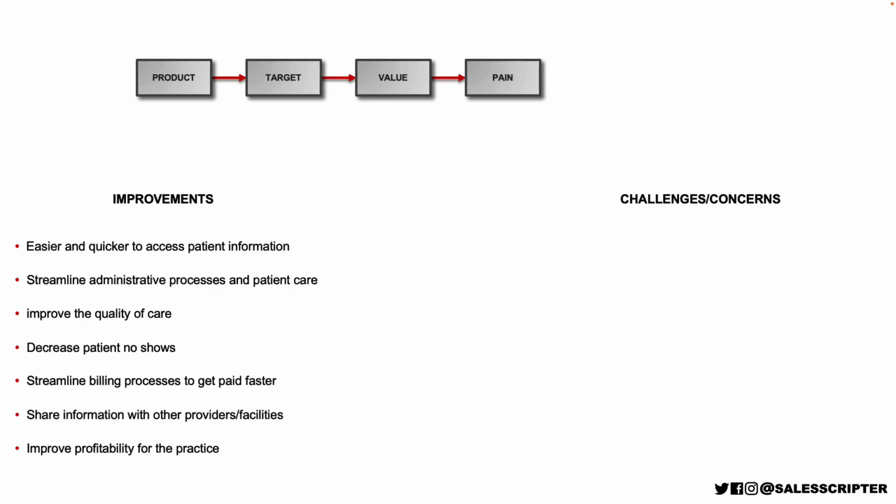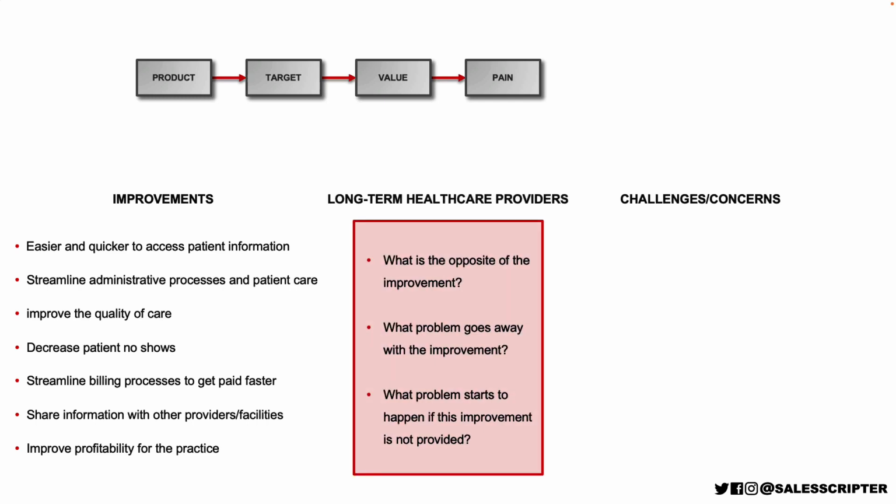But here's the trick. For each of the improvements that we came up with on the earlier step, and keeping in mind the audience that we're creating this sales script for, if we look at each of those improvements, there's usually a pain point for each improvement that goes away. In other words, for each improvement, there is usually an opposite problem or challenge that goes away when this improvement is delivered, or would start to happen if you took this improvement away. So what we can do is go through each one by one and think about, well, what is the opposite of that?